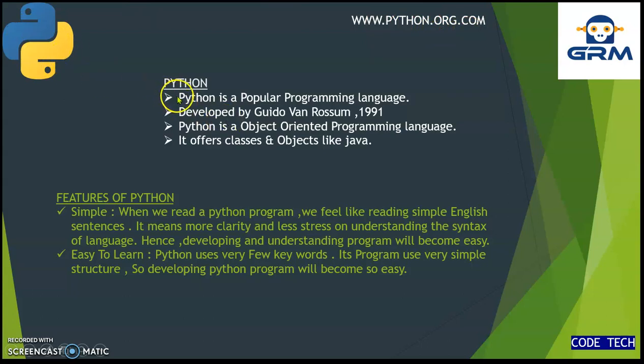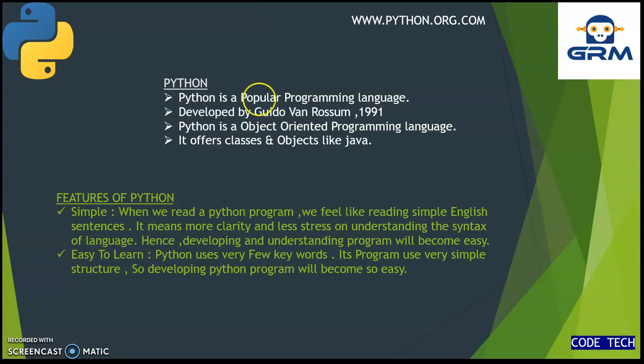Coming to the first point, Python is a popular programming language. Many students have a doubt about what a programming language is. A programming language is an intermediary between the human and the computer, because the computer cannot understand human languages, so we use programming languages. There are many programming languages available in the market. Python is one of them.